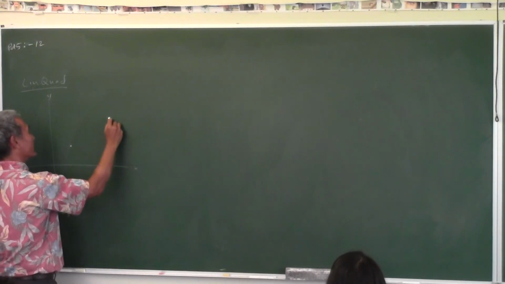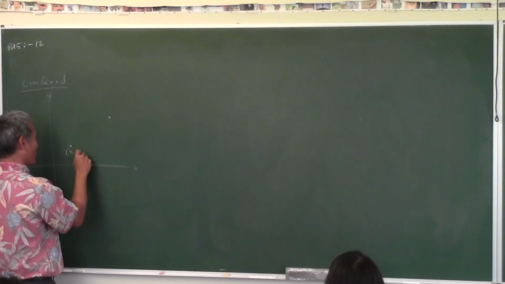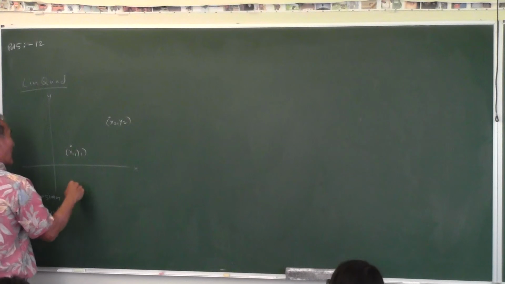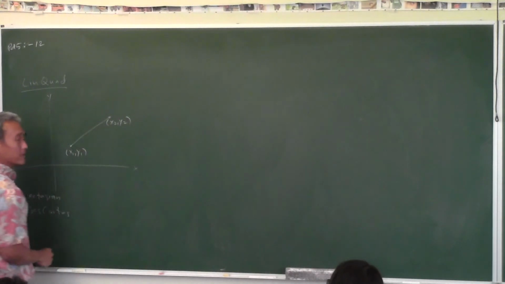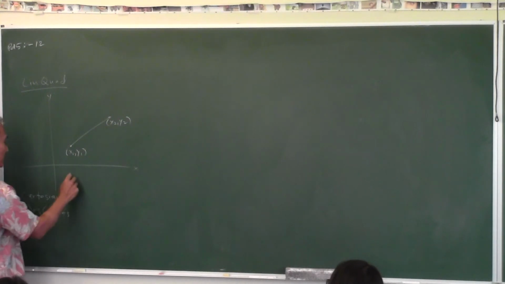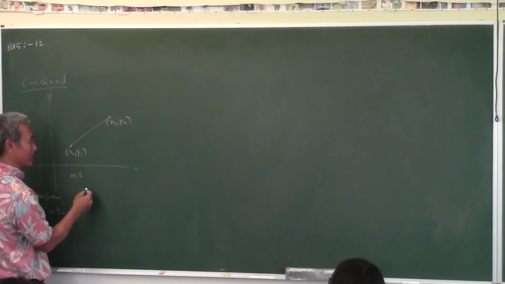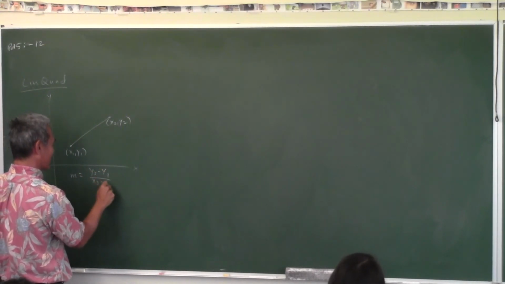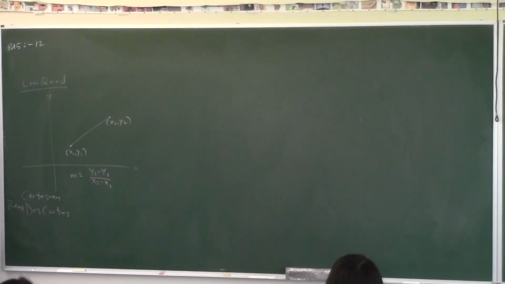Okay, let's go over basics. If you know 2 points in the Cartesian plane, x1, y1 and x2, y2, you don't have to take notes because this is all in the notes. How do I find the slope between those 2 points? Come on, this is algebra 1. y2 minus y1 all over x2 minus x1. That's how you compute slope.